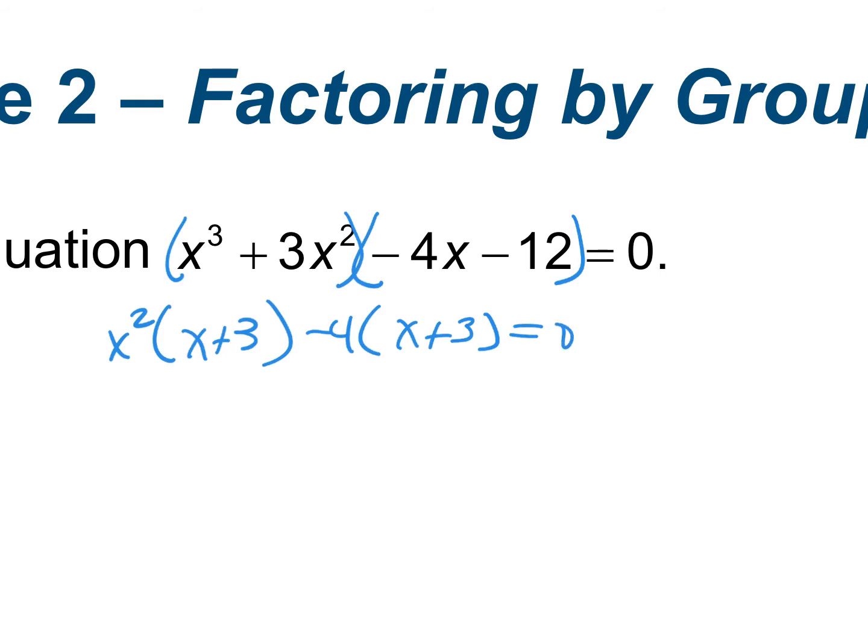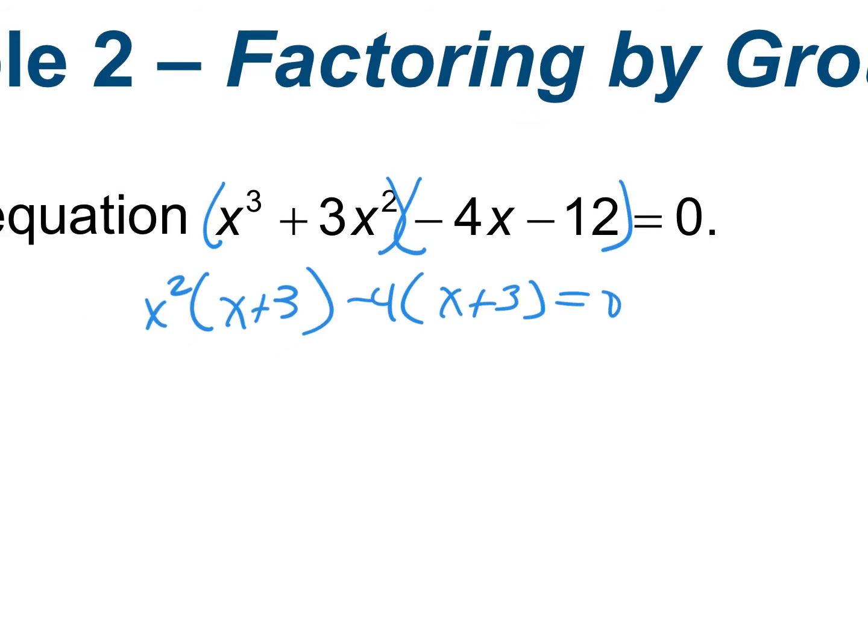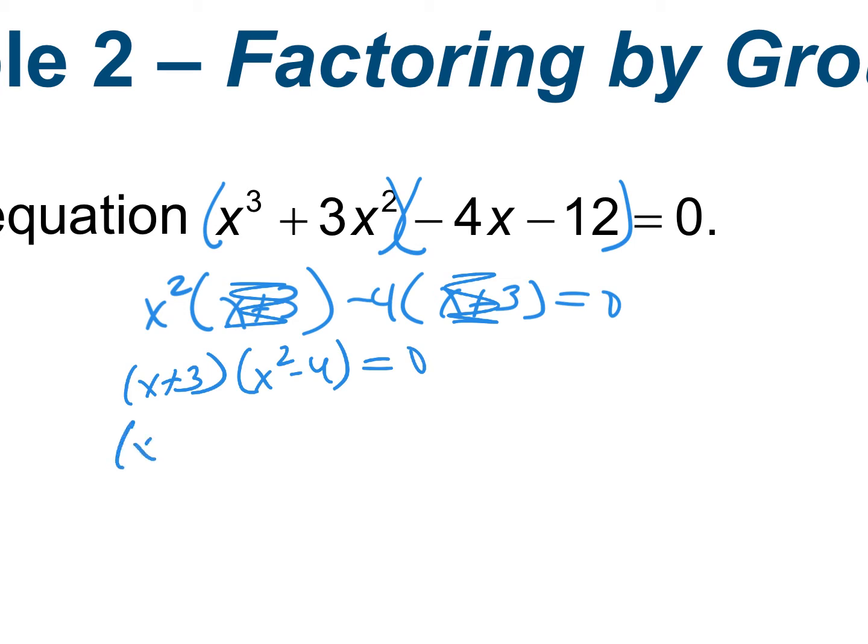What is my new GCF that I see? Good. So we take x plus 3 and write it one time outside. And what happens with my leftovers? X squared minus 4. Awesome, guys. X squared minus 4. Can I factor that a little bit more? Yes. That's the difference of what? You're right, though. It's the difference of perfect squares. What is it? X plus 2 and x minus 2.